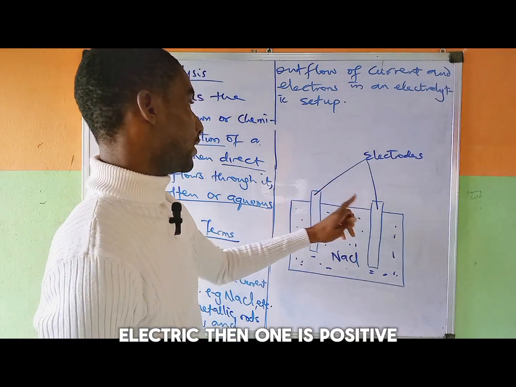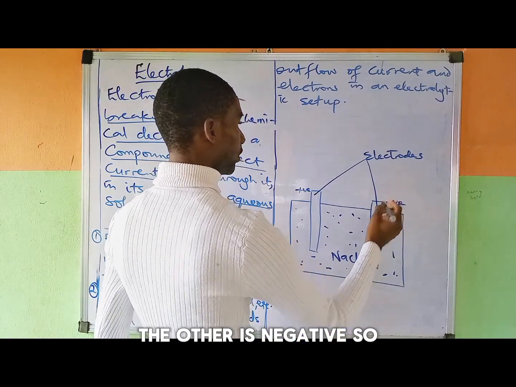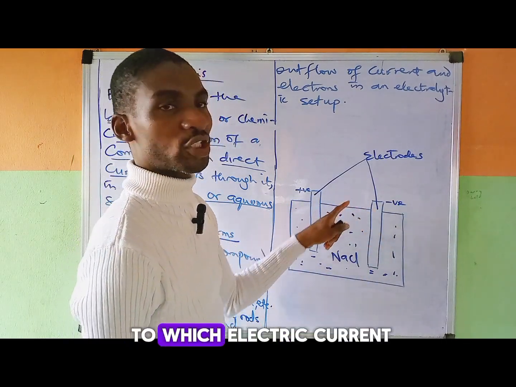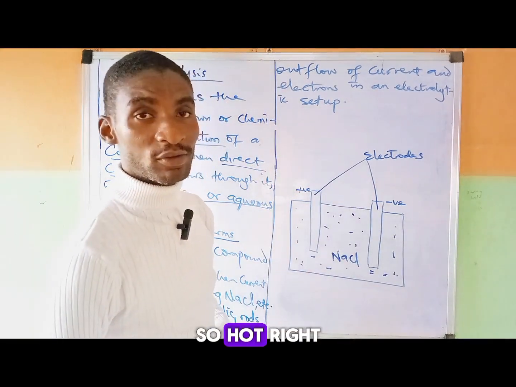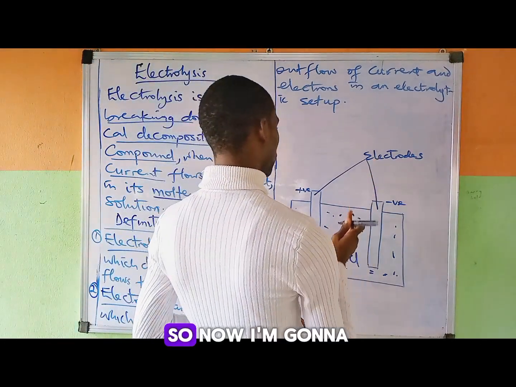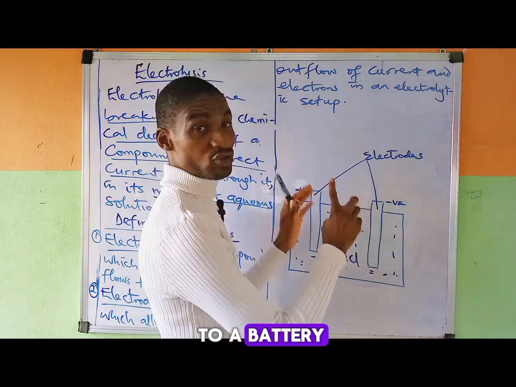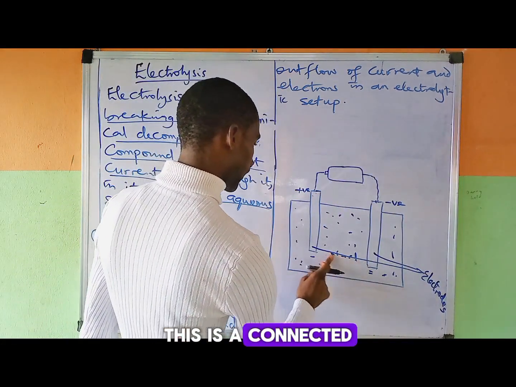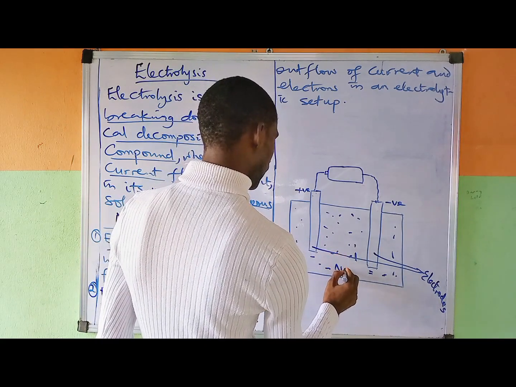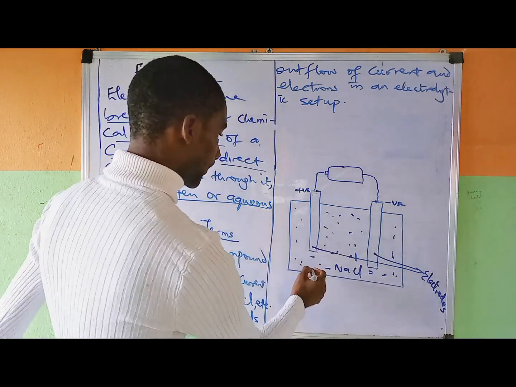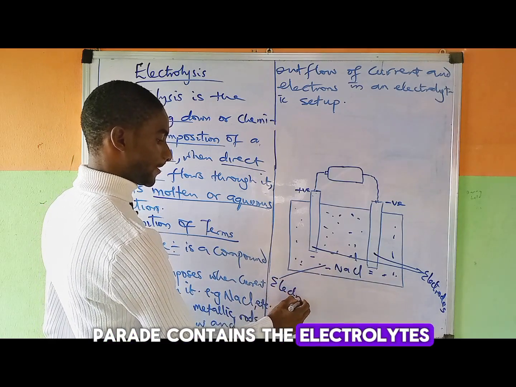Electrodes. One is positive, the other is negative. These are the gates through which electric current will enter into the cell and flow out. Now I'm going to connect this electrolytic setup to a battery. This sodium chloride content is the electrolyte.